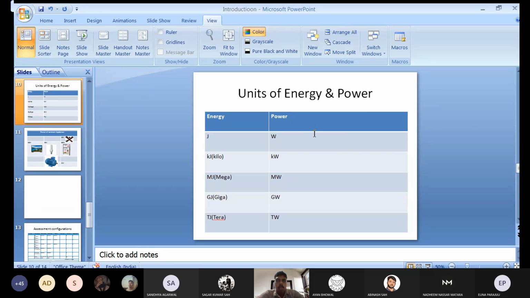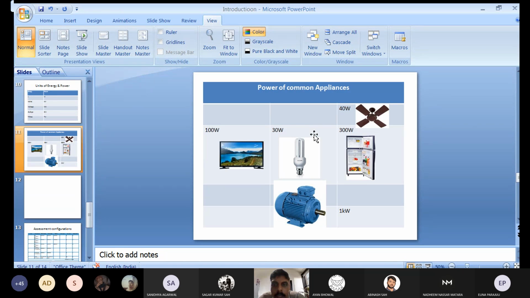So these are the energy units we discussed in the last class. Power, some examples: one TV means 100 watt. One CFL means 30 watt. A fridge means 300 watt. One electric motor means 1 kilowatt. I am giving this to give you an idea of what a watt is. So 300 megawatt means how big it will be compared to these devices.